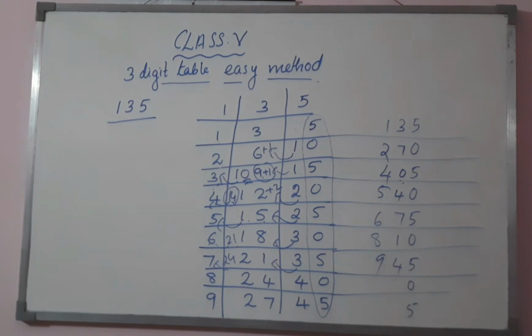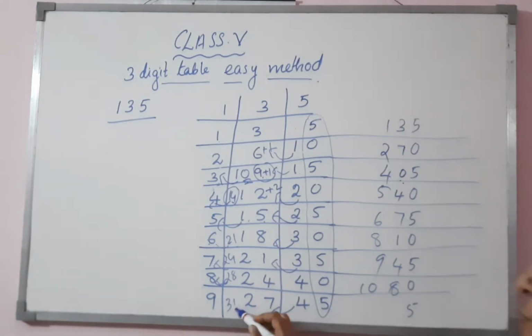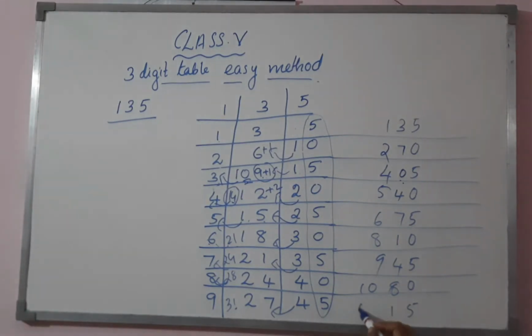7 plus 2, 9. 24 plus 4, 28. So 8 we can write here. This 2 we can carry. That is 8 plus 2, 10. Now for 27 plus 4 is 31. So that 1 I am writing here. 9 plus 3, 12. We got the table of 135.